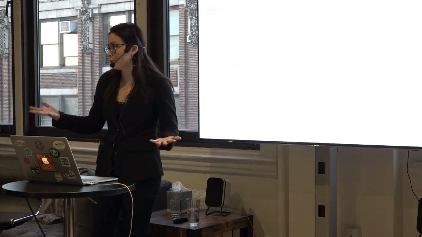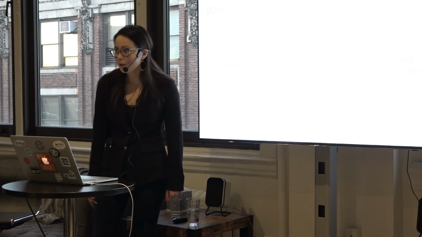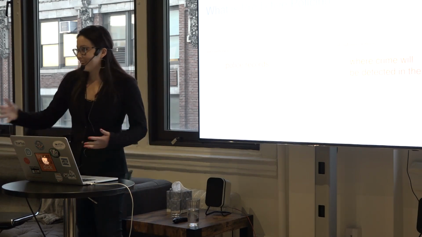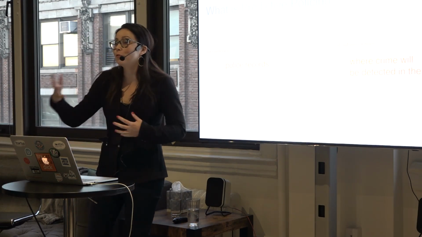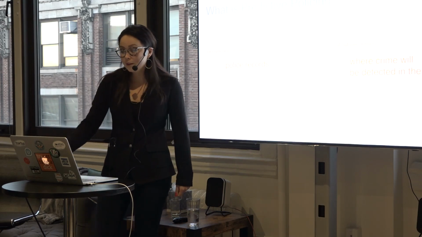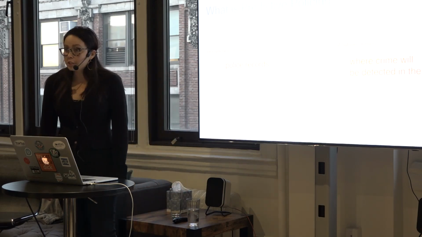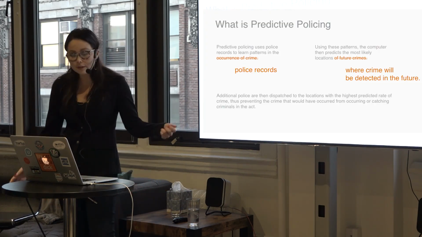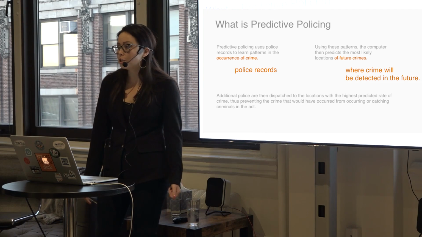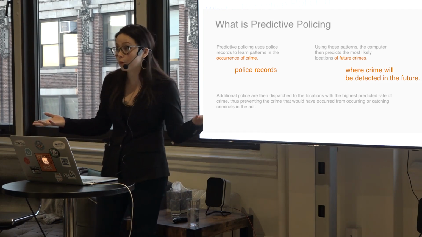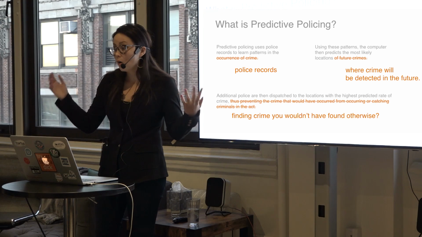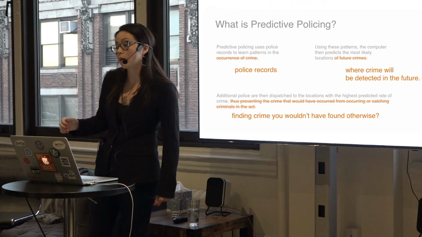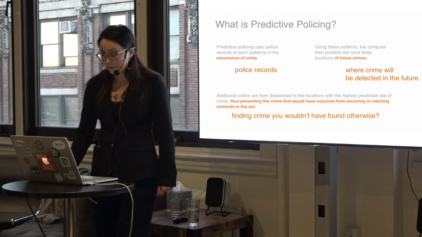So again, with predictions on biased data, what this will actually be predicting is where crimes will be detected in the future. Not exactly where crimes will be in the future, but where we'll be able to observe crimes in the future. Then, based on those predictions, additional police will be dispatched to the locations with the highest predicted rate of crime, thus preventing crime that would have occurred or catching criminals in the act. This is the whole goal of predictive policing. And to this I say, what happens if you actually find crime in the locations where you're sent that you wouldn't find anyway? That's something we're going to investigate in a second.